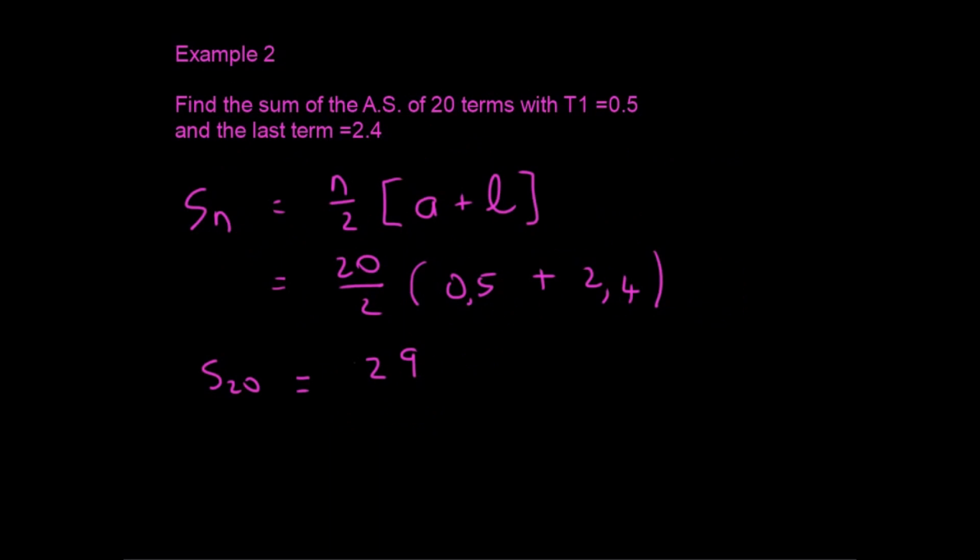Let's look at our second example. It says find the sum of the arithmetic series of 20 terms with T1, our first term, equal to 0,5, and the last term equal to 2,4. Now in this case, we can use the second formula. Why? Because we have the first term and we have the last term. So we see that our n value is 20 because there are 20 terms, and then we have a first term of 0,5 and a last term of 2,4. We substitute everything into the formula, and the sum of the 20 terms is equal to 29.